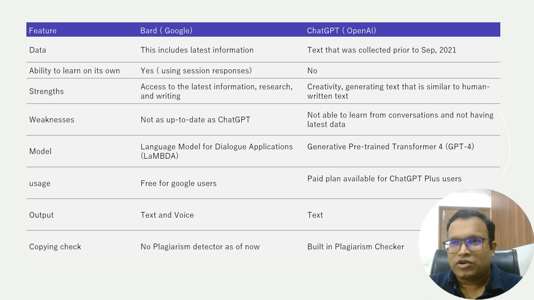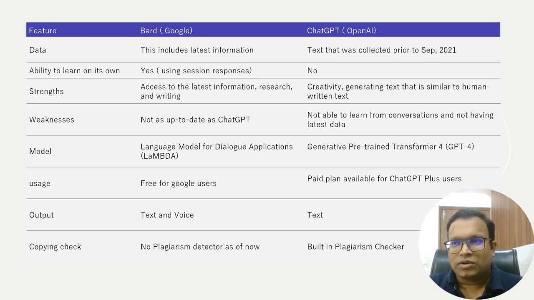From the strength point of view, you can use Google Bard for writing papers, research topics, and a lot of other things. The only missing part is that it has a creativity issue. It is not as creative as ChatGPT.